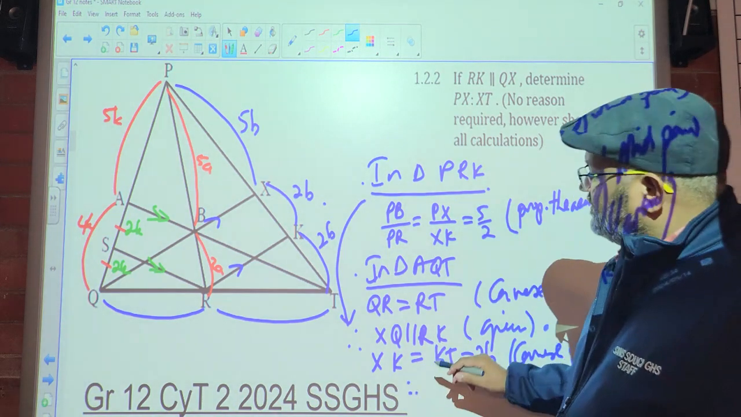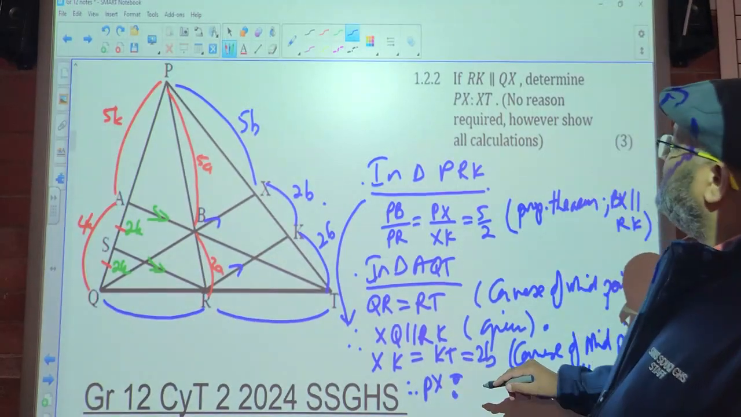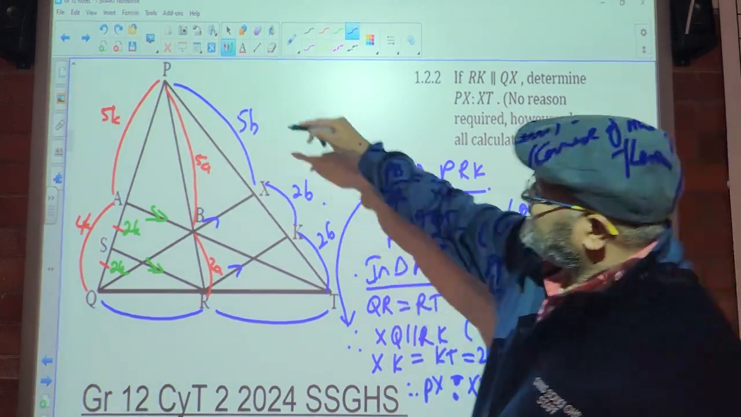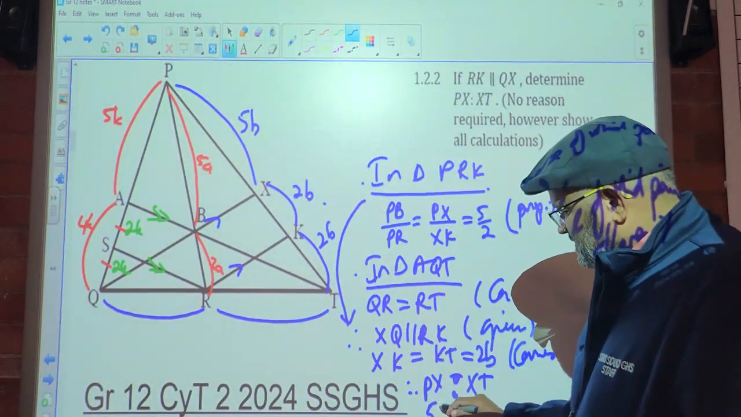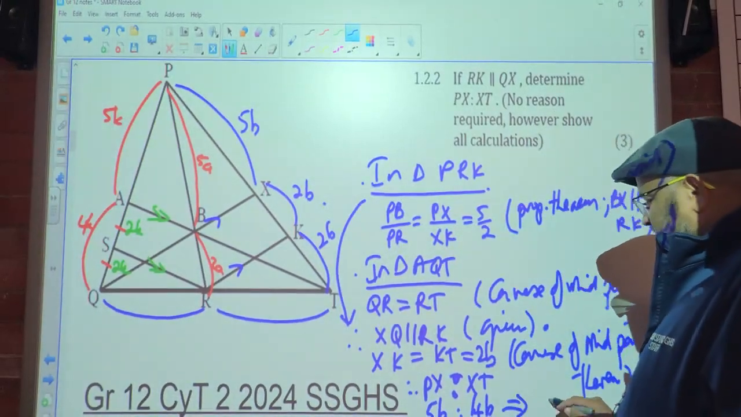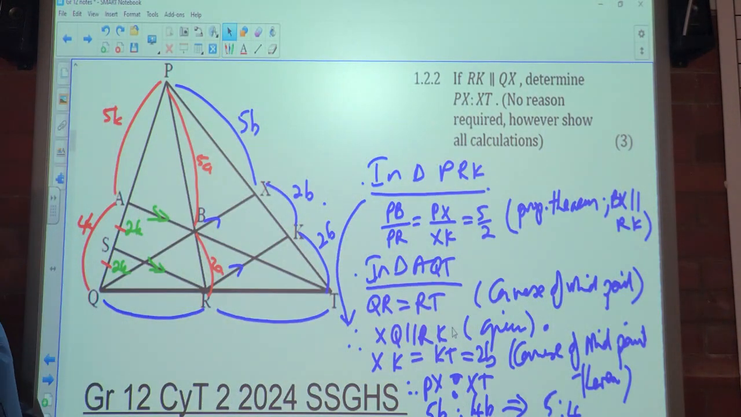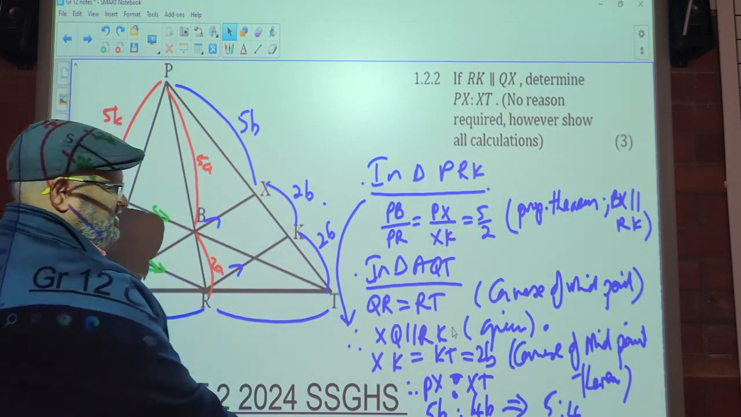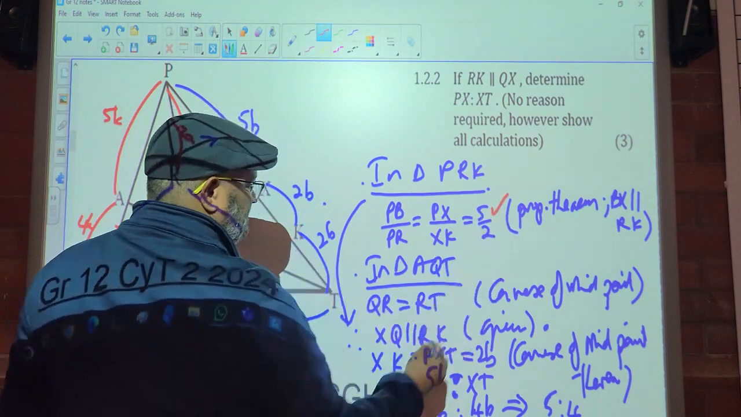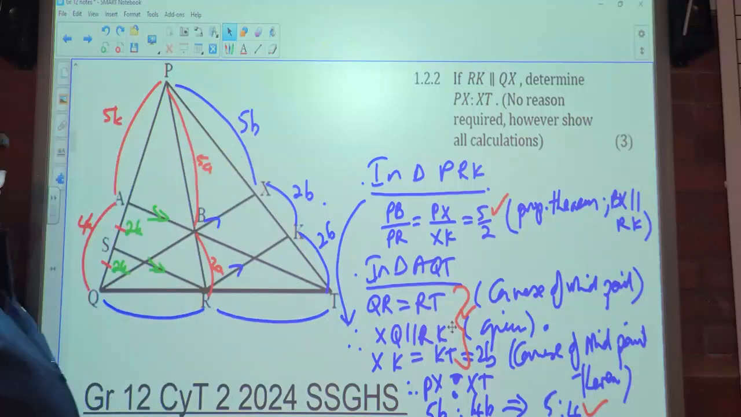Okay? So therefore, now we can conclude that PX is to XT as now PX is 5B is to 4B, which in turn is 5:2. This question says no reason required, however show all calculations. So this is where I marked, you know. I gave you 1 mark there, 1 mark in conclusion. This no reason was given or marked there. Okay, and that's how I marked that question. Alright. Any issues here? Huh?